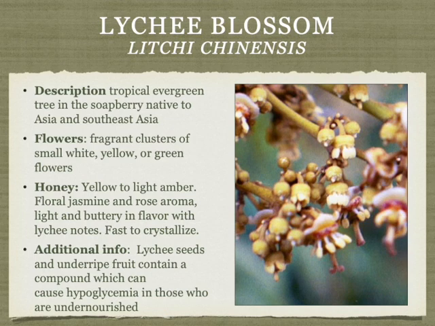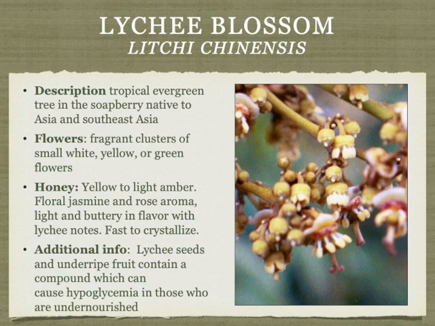Lychee blossom honey. It's a tropical evergreen from Asia. The honey is yellow to light amber. It's a floral honey, with jasmine and rose-like notes, light and buttery, with fruity tropical fruit and lychee notes.